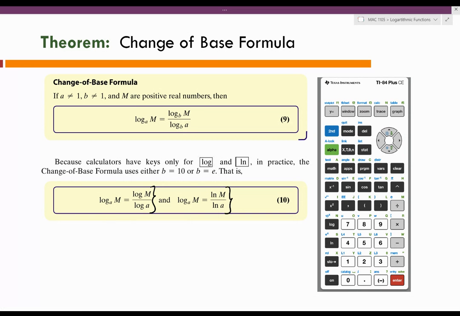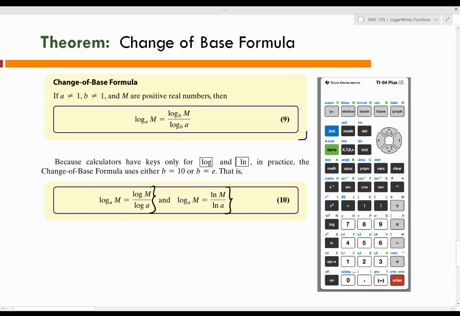So if you have your calculator and you're not sure where those two buttons are, the common log button is here next to the 7 on your calculator, and the natural log is right underneath it next to the 4 on your calculator. So those are the two buttons you're going to be using.